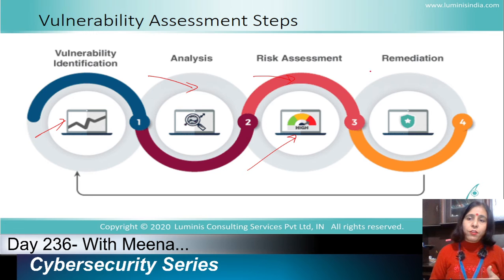Then definitely we need to find the solution. Where do the gaps lie? What steps can we take to fill up all the gaps so that those vulnerabilities no longer exist in the network, and we are able to provide better security to our organization? So these are the steps we can use when we are following the assessment.